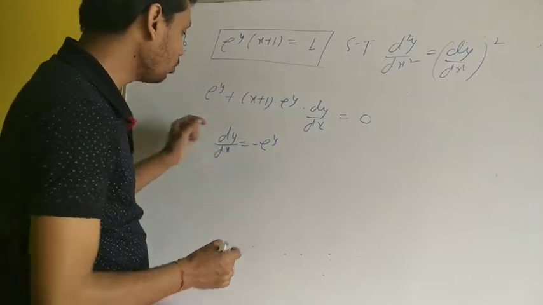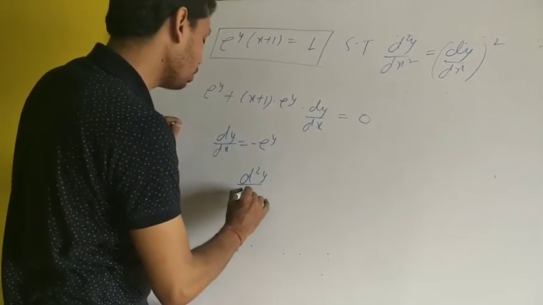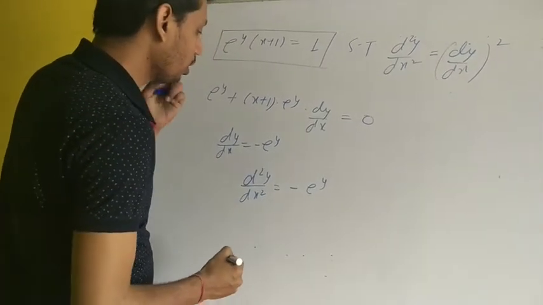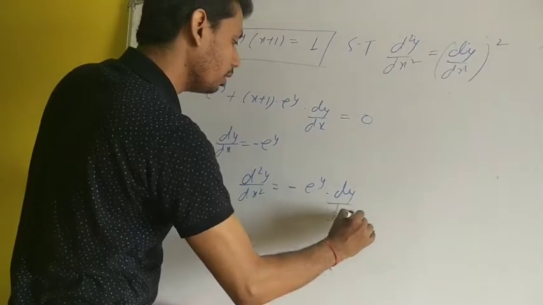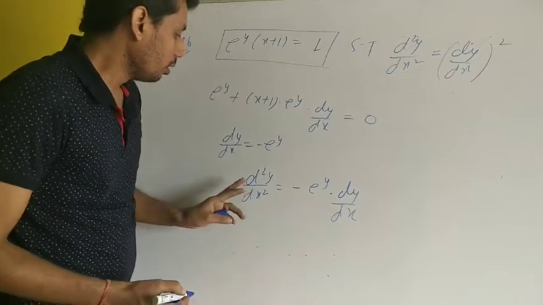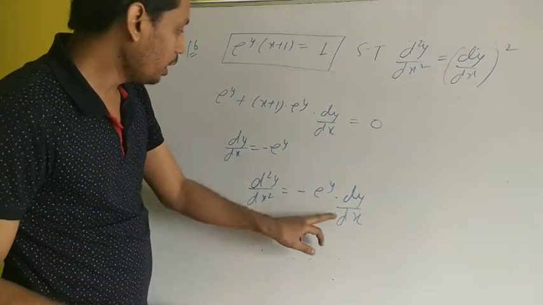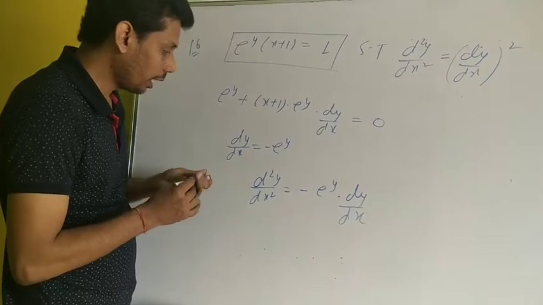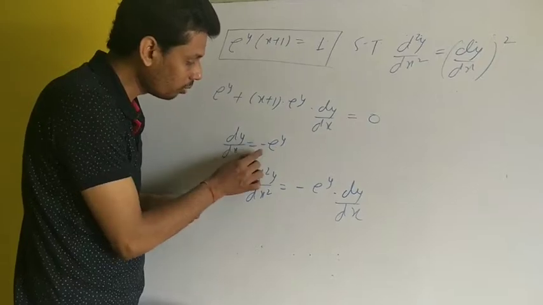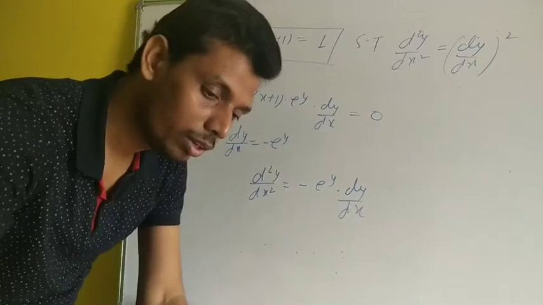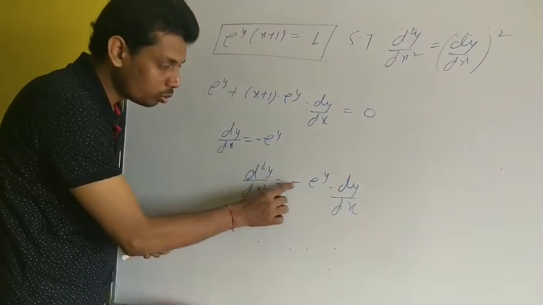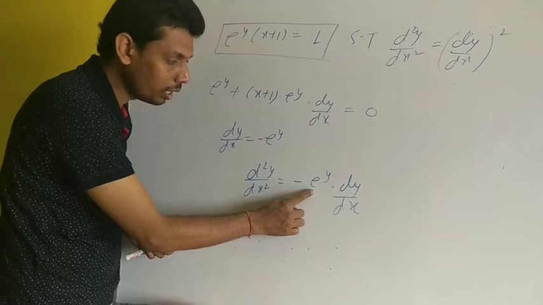Now again, if we differentiate with respect to x, d square y by dx square is equal to minus e to the power y into dy by dx. Now see here, as we have determined the value of dy by dx, the value of minus e to the power y is dy by dx. Here minus e to the power y is dy by dx. So this minus e to the power y can be replaced by dy by dx.